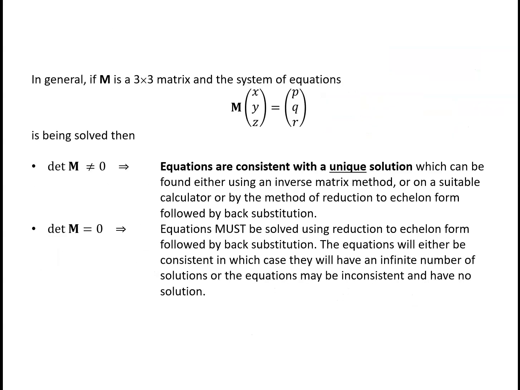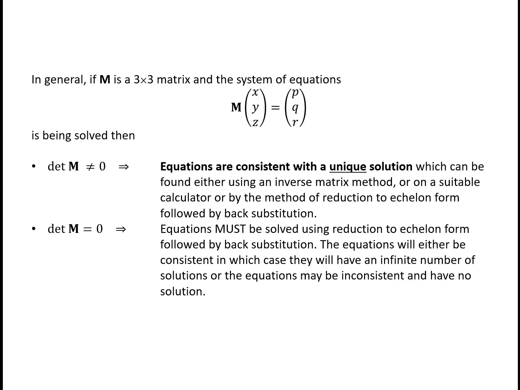So, in general, if we have M as a 3 by 3 matrix and the system of equations M times (x, y, z) equals (p, q, r) is being solved, then if the determinant of M is not equal to 0, the equations are consistent and have a unique solution, which can be found either using an inverse matrix method, or on your calculator if you've got a suitable one, or by the method of reduction to echelon form followed by back substitution.